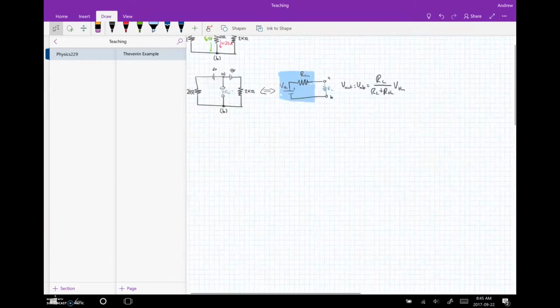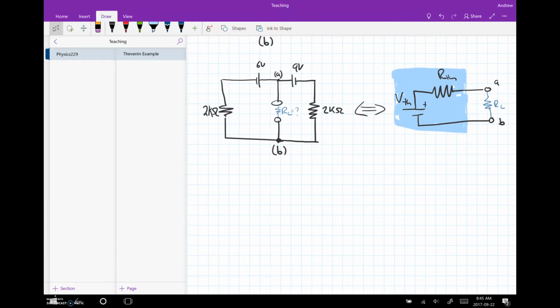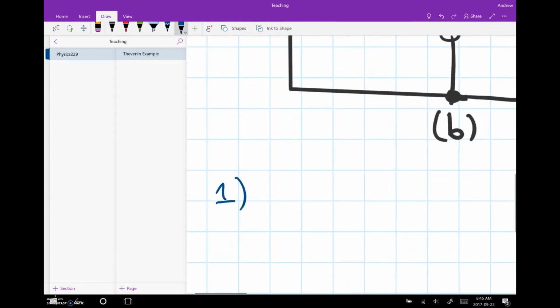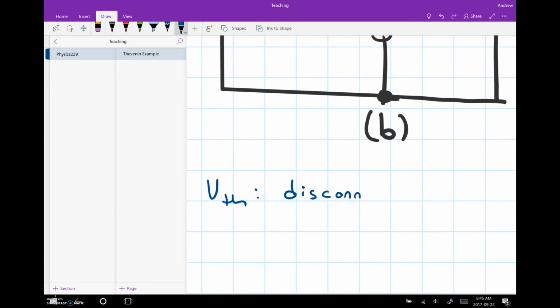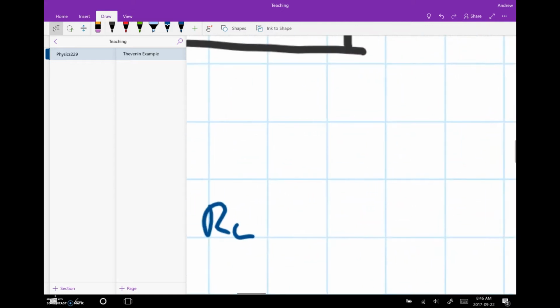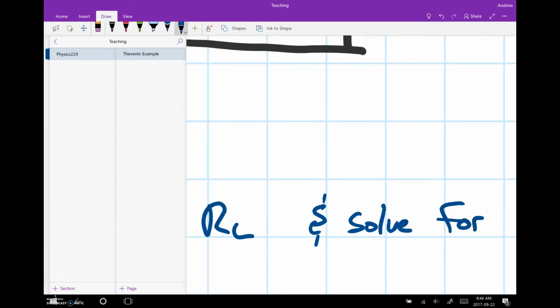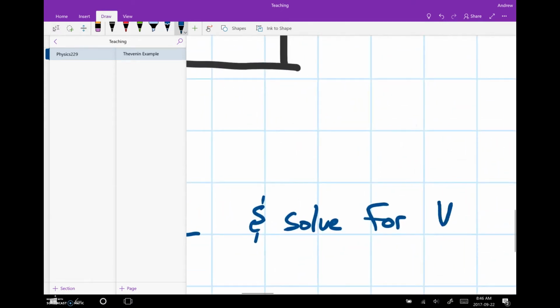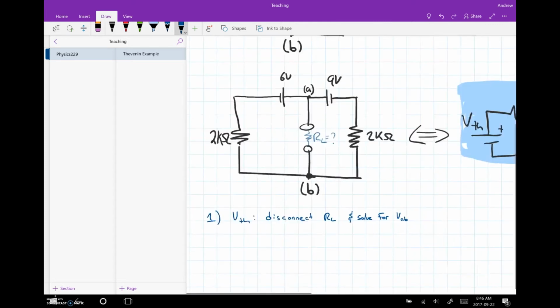So how do we go about getting those two values? Well, we just apply the Thevenin kind of cookbook algorithm. So step 1, we find V Thevenin. And we do that by disconnecting anything between terminals A and B. We disconnect the load resistor, and we solve for the voltage between A and B. And that's going to give us V Thevenin.